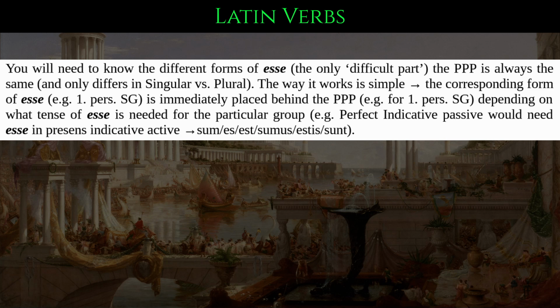The corresponding form of esse, for example first person singular, is immediately placed behind the triple P, for example for first person singular, depending on what tense of esse is needed for the particular group. For example, perfect indicative passive would need esse in present indicative active, which would be sum, es, est, summus, estis, sunt, and that's it. You see, a few shortcuts here and there, and you're already good to go.